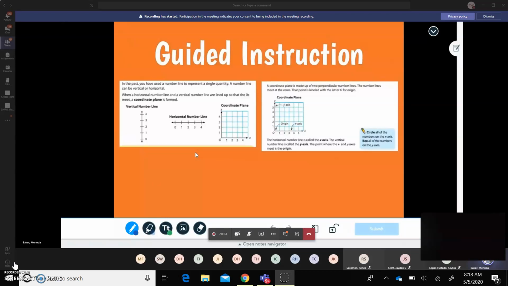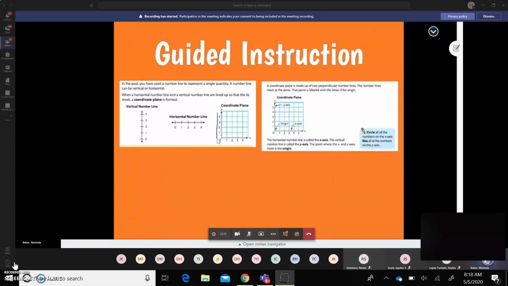So in the past, we've had number lines represent a single quantity, vertical or horizontal. When the horizontal and vertical lines are lined up so that the zeros meet, a coordinate plane is formed. So this is our horizontal line, which we know to be the x-axis. And we have our vertical line here that represents our y-axis.